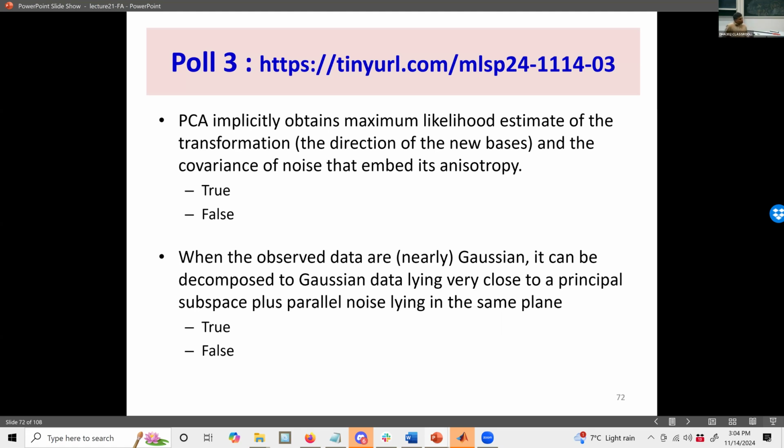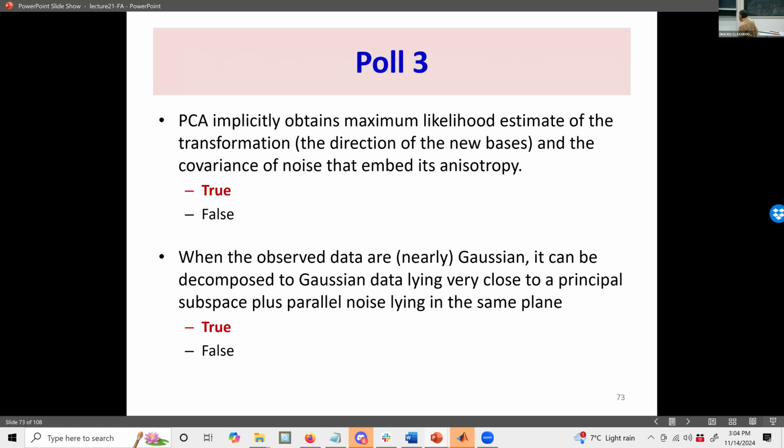what is the actual probability distribution that PCA models? It says the data are Gaussian on a plane with a little bit of Gaussian noise off the plane. So the overall distribution is assumed to be Gaussian, but very close to a hyperplane. That's the model of PCA. So the two statements are true.